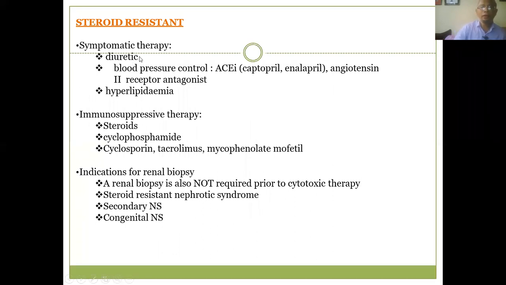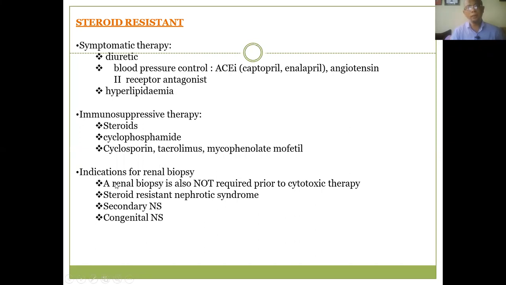Now, as I already mentioned, you have to give the symptomatic therapy. In case of generalized swelling, you can give the diuretics. For blood pressure control, you can give ACE inhibitors or receptor blockers. In case of dyslipidemia, you can give lipid-lowering agents, mainly atorvastatin or other drugs. In case of immunosuppressive therapy, besides steroid, you can give cyclophosphamide or cyclosporine or tacrolimus or mycophenolate mofetil. And these are all the immunosuppressive therapy. If steroid is not responsive, then you can give these drugs.